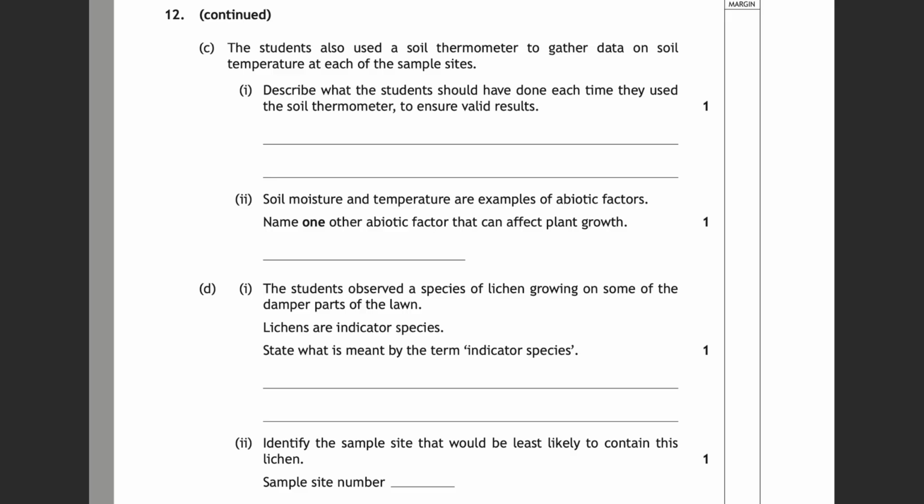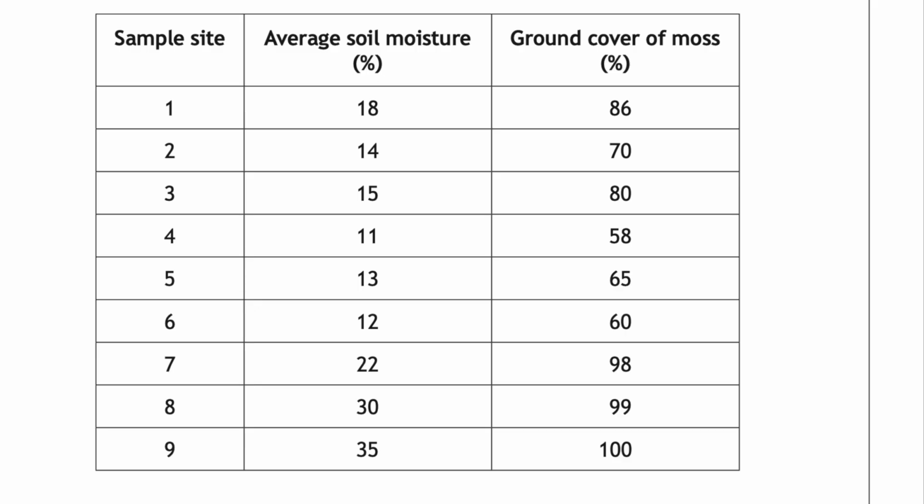And finally in question 12, identify the sample site that would be the least likely to contain this lichen, and that's going to be sample site 4. Because they're looking for the less damp places, right? So 4 is going to have the lowest moisture, right? 4 is 11%, the ones above that are 18, 14, 15, and the ones after are 13, 12, 22, 30, 35. So because 4's got the lowest percentage moisture, that's the place you're least likely to get that lichen. And that was question 12 in the 2019 paper.